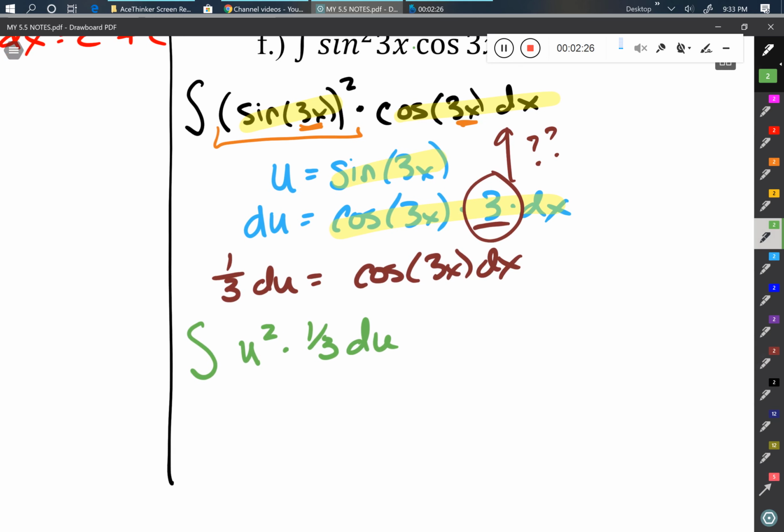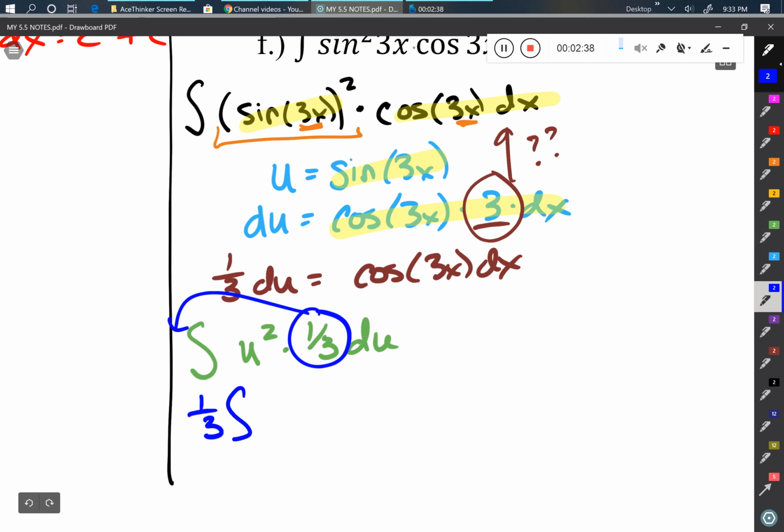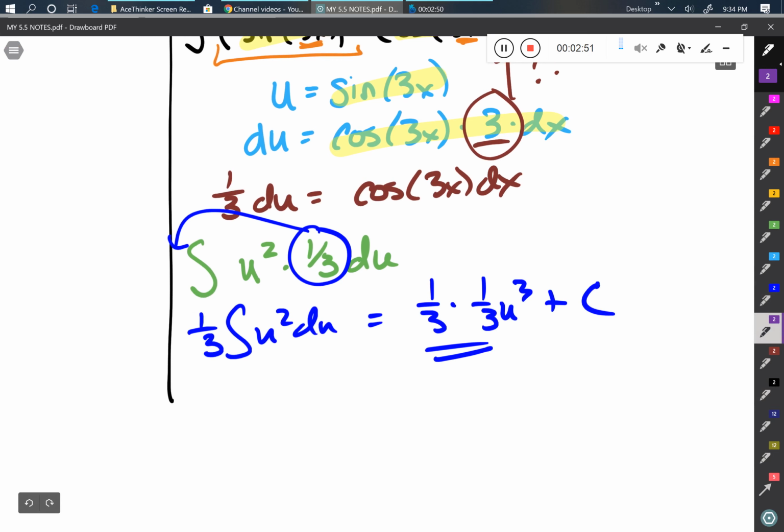I'll ask myself, did the two things that are supposed to happen? That is, did all the x's turn into u's? And is what I ended up with easy to integrate? Well, that 1/3 will just move out in front, and I'll get 1/3 times the integral of u squared du, which I can integrate, and that's going to give me 1/3 times another 1/3 u cubed plus c. This isn't quite done yet, though. I need to clean that up a little bit. 1/3 times 1/3 is 1/9, and I need to do a back substitution on u. U was the sine of 3x cubed, again, plus c.